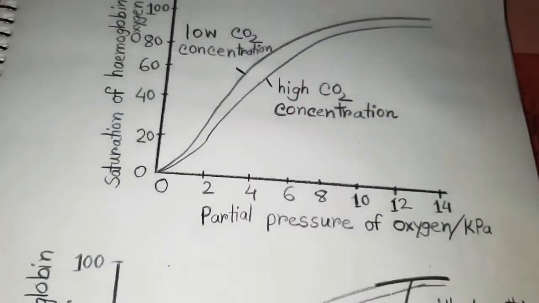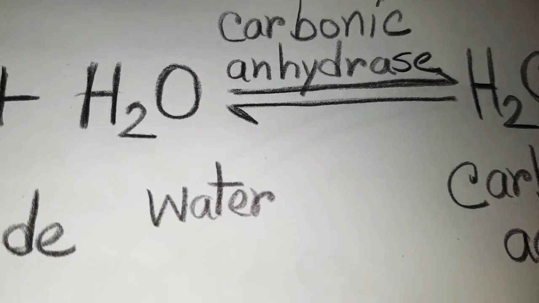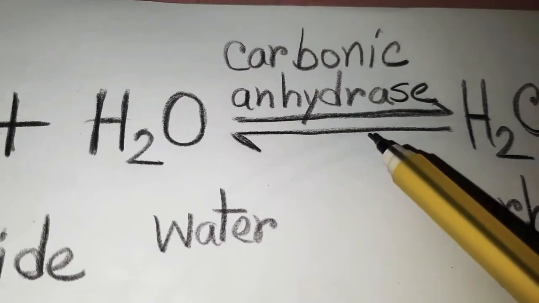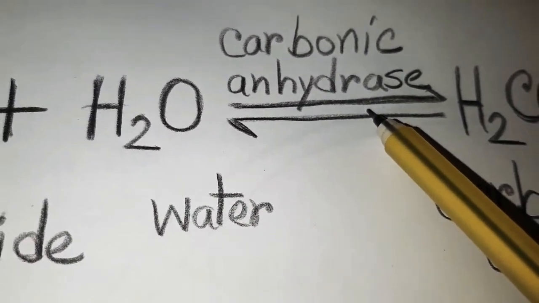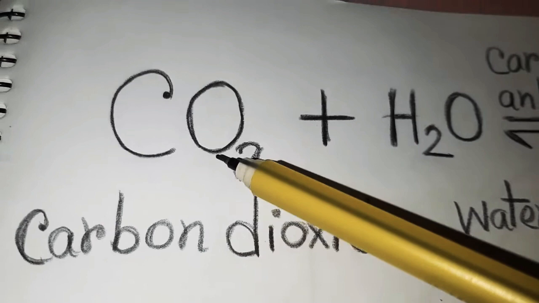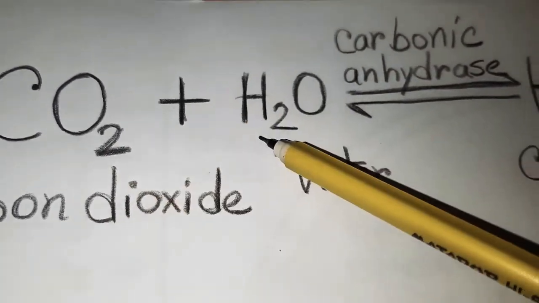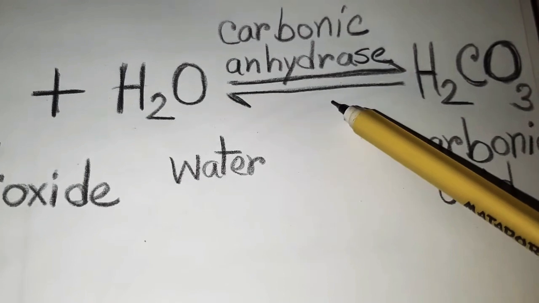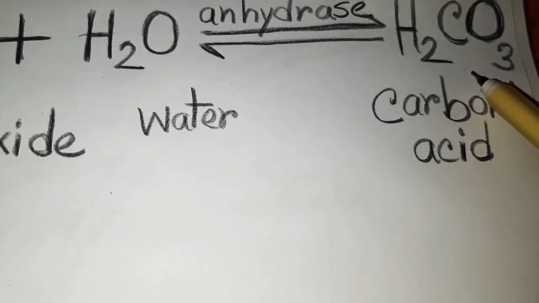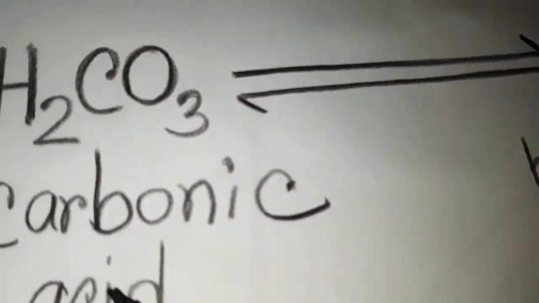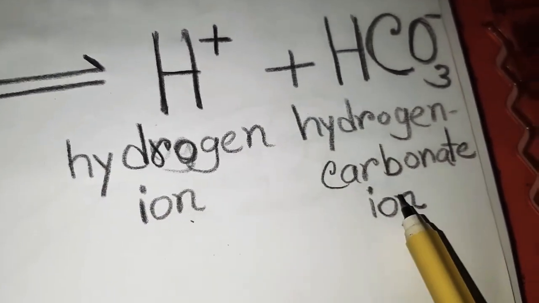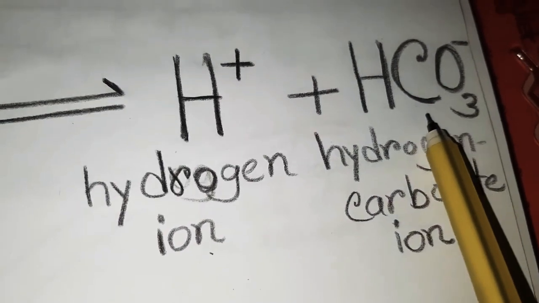So in the cytoplasm of red blood cells there is an enzyme, the enzyme carbonic anhydrase. That enzyme catalyzes the following reaction. You can see this is carbon dioxide and water, and this is the enzyme carbonic anhydrase. It produces carbonic acid, and the carbonic acid dissociates. Here is the carbonic acid, and here you can see the hydrogen ion and the hydrogen carbonate ion.